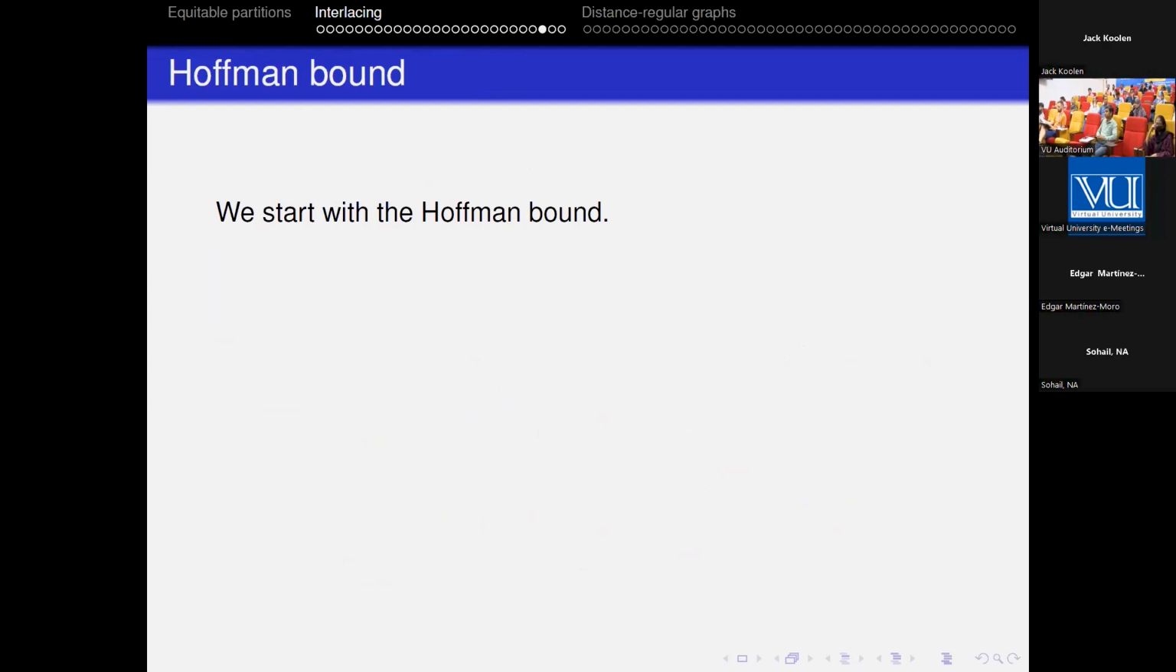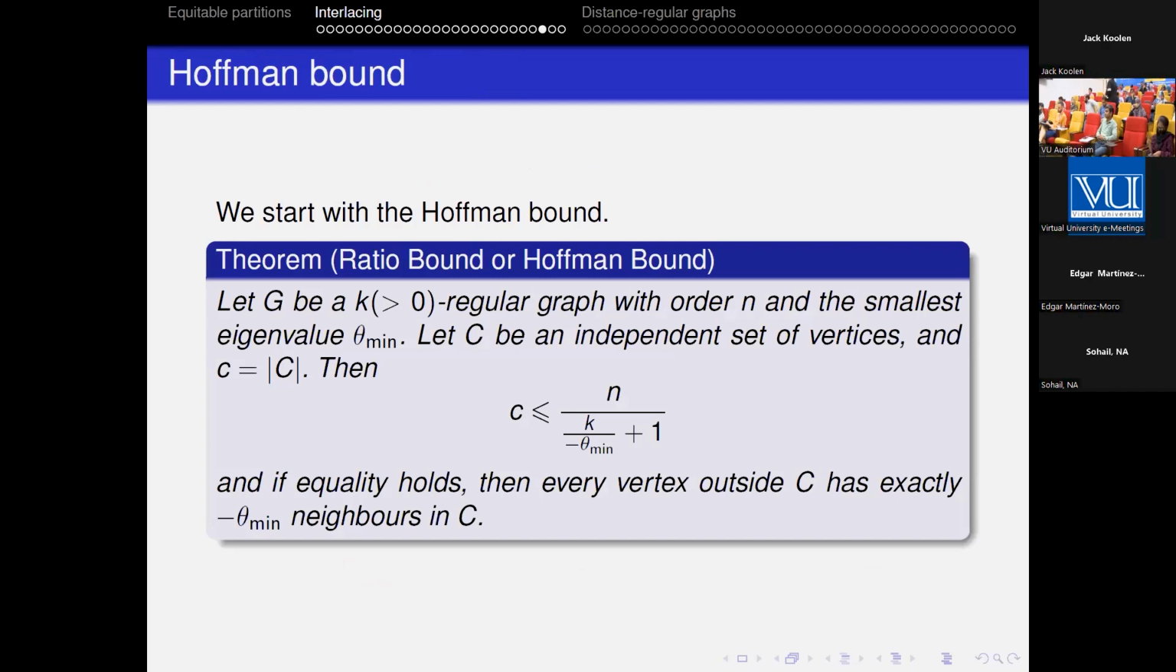So we give the Hofmann bound as an application. We also call it the ratio bound or Hofmann bound. In early 2022, Hofmann passed away, and Professor Haemers wrote a short paper on the history of this Hofmann bound, published in Linear Algebra and its Applications. You can see the history of the bound there, but let's not discuss that more.